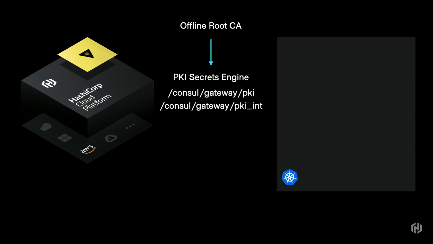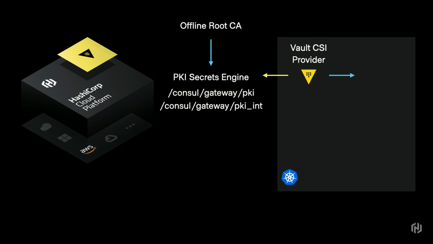Well, we're going to set up the same pattern. We're going to use an offline root CA, set up the PKI secrets engine with a root, and then second level intermediate. And what we're going to do is use the Vault CSI provider. If you're not familiar with the Secret Store CSI driver project, the idea is that you're able to use the Vault CSI driver in order to retrieve information from Vault and inject it into a volume, right? So you mount it as a volume.